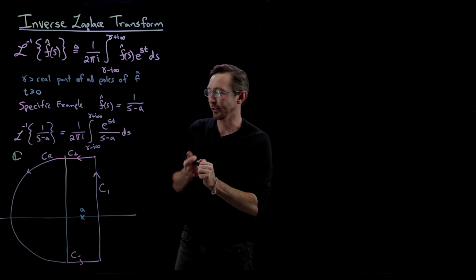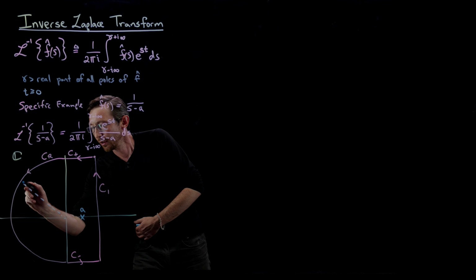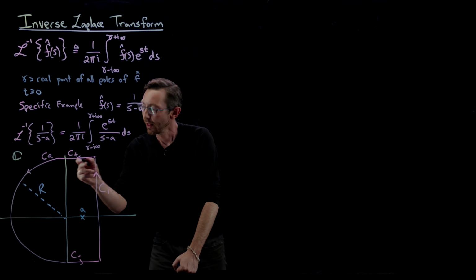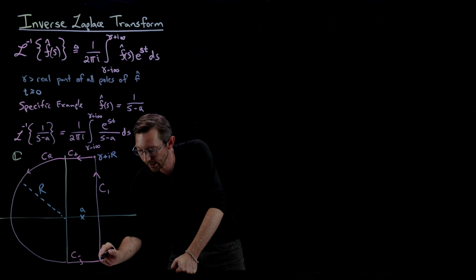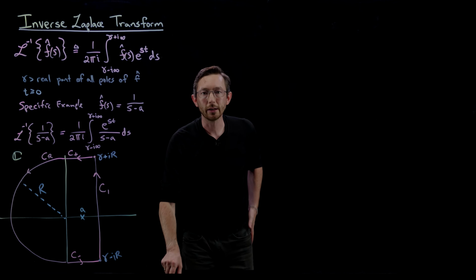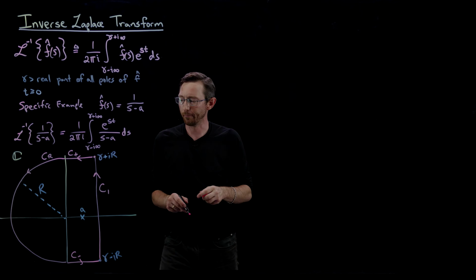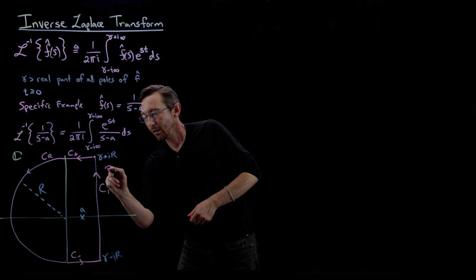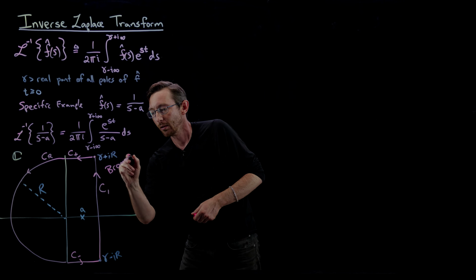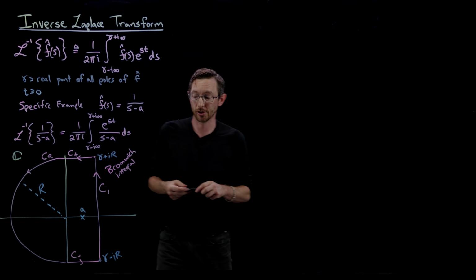Let me annotate this a little bit. This here has a radius R. Okay, this point here is gamma plus iR. This point here is gamma minus iR. And what we're going to do, I'll just write out the integral we're going to solve. This is called a Bromwich integral, by the way.